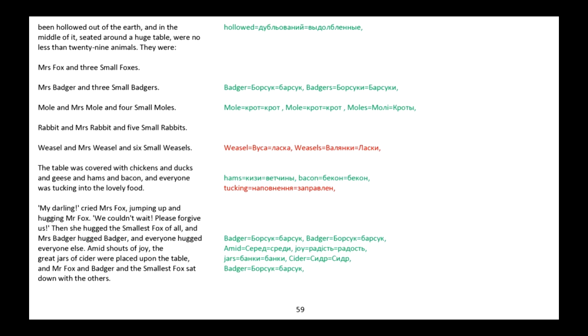"My darling," cried Mrs. Fox, jumping up and hugging Mr. Fox, "we couldn't wait. Please forgive us." And she hugged the smallest fox of all, and Mrs. Badger hugged Badger, and everyone hugged everyone else. Amid shouts of joy, the great jars of cider were placed upon the table, and Mr. Fox and Badger and the smallest fox sat down with the others.